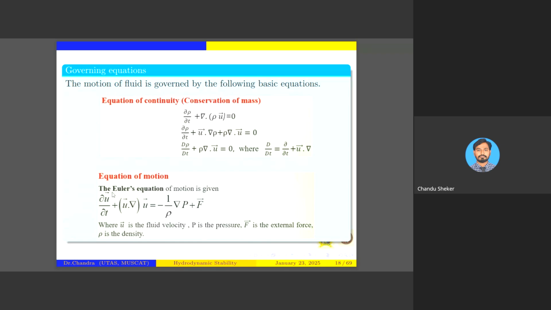Now the equation of motion. The Euler equation of motion is given by dou u bar by dou t plus u bar dot del into u bar equal to minus 1 by rho del p plus f bar, where u bar is the fluid velocity, p is the pressure, f is the external force, and rho is the density of the fluid. In our problem, there is no external force acting on the fluid, so we can eliminate f from Euler's equation. We will explain that again.